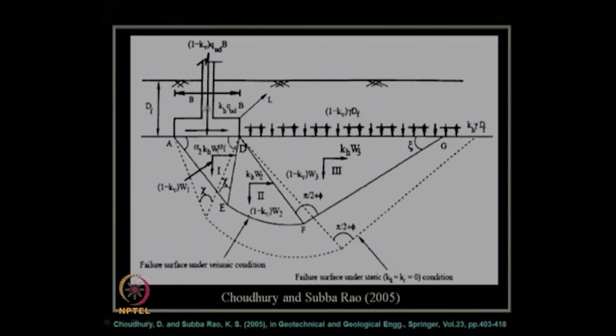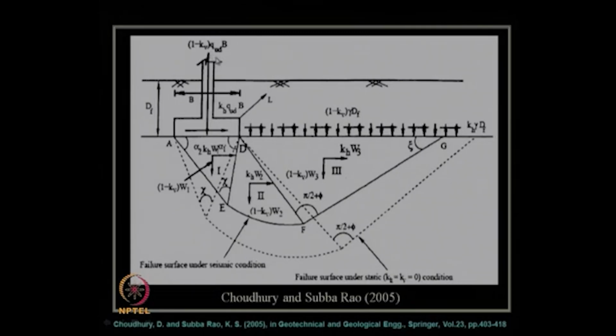Why? Because under seismic loading, when we consider the pseudostatic approach, suppose Kh is the horizontal seismic acceleration and Kv is the vertical seismic acceleration, the net effective load in the vertical direction will be 1 plus or minus Kv. Q ud is nothing but the ultimate bearing capacity of the soil times B, the width of the footing.